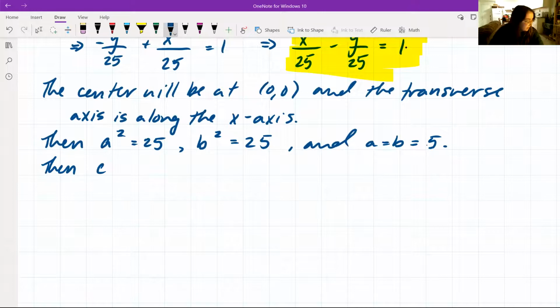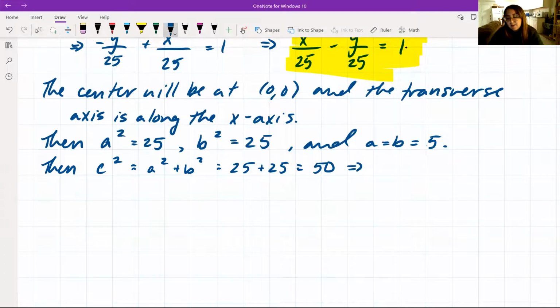Then we know that c squared is still going to be equal to a squared plus b squared, which is equal to 25 plus 25, which is equal to 50, which means that c is equal to the square root of 50, which is actually just going to be 5 times the square root of 2. So we found our values of a, b, and c.